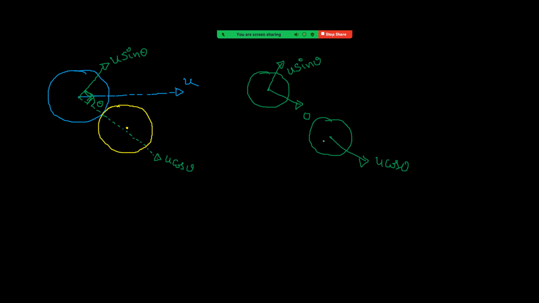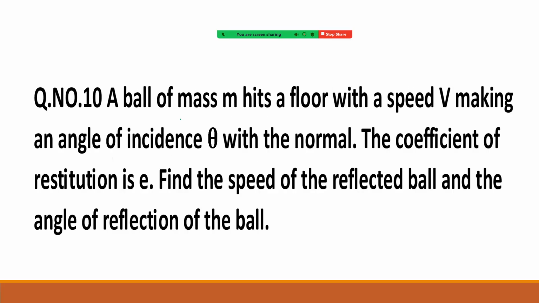So when the collision is oblique with identical masses, and one of them is at rest before the collision, then after the collision, the angle between their velocity vectors will be 90 degrees. Okay. Let's see the next one.